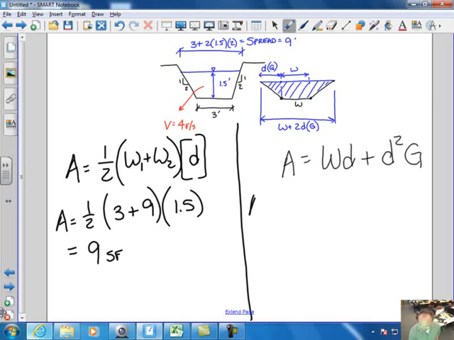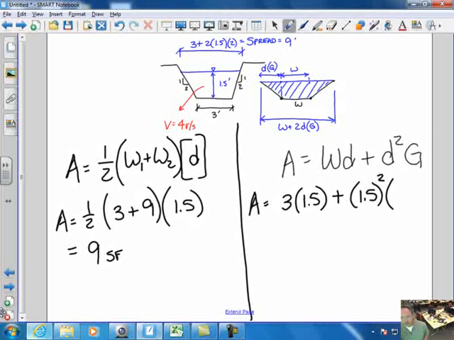What about over here? Area is equal to W, which is 1.5. No, I'm sorry, 3. My W is 3. 3 times my depth, which is 1.5, plus D squared, which is 1.5 squared, times my G, which is 2. For anybody keeping track, this right here is basically this area right here in terms of where the pieces are coming from. And this area right here is these two sections out here.